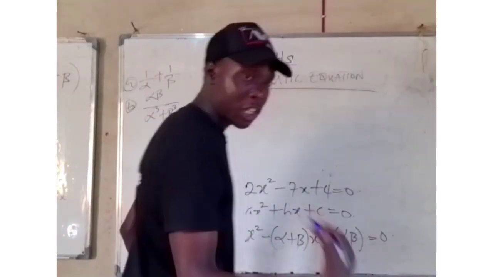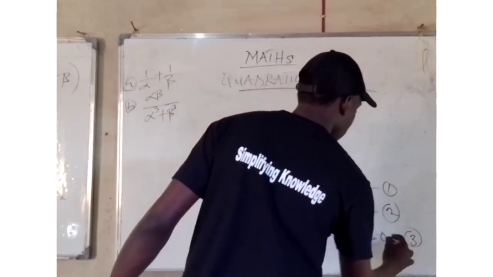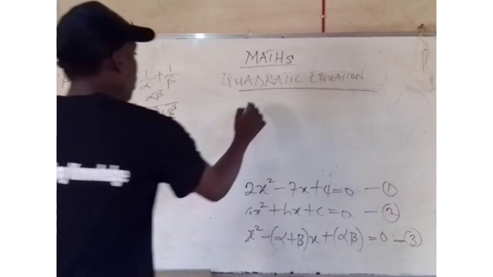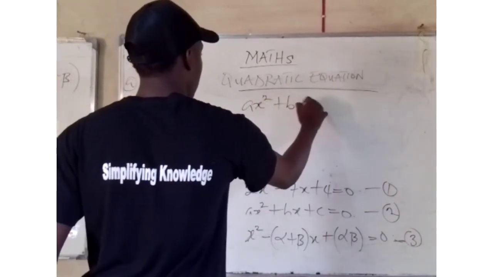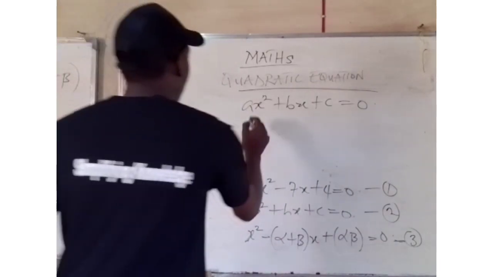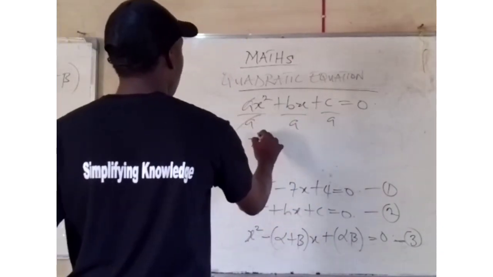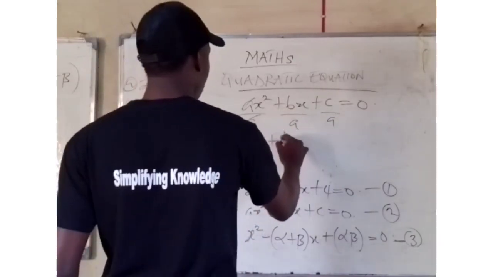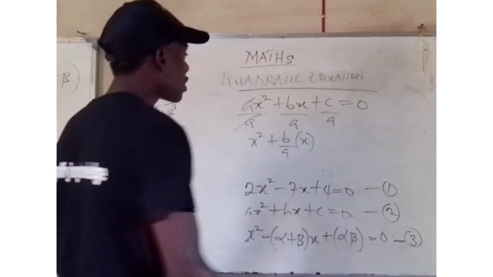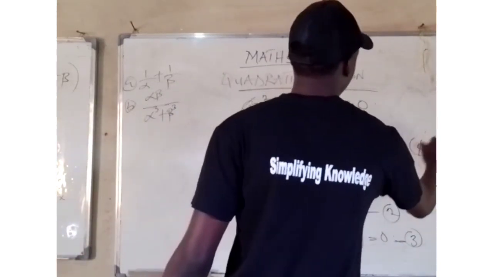Now let me call these equation 1, equation 2, and equation 3. Now from equation 2, this is what I'm going to do. ax squared plus bx plus c equals 0. See what I'm going to do? I'll divide through by a. So this is going to be x squared plus b over a x. Now I'm going to take this to the right hand side, so it equals minus c over a. So I'll call this equation 4.